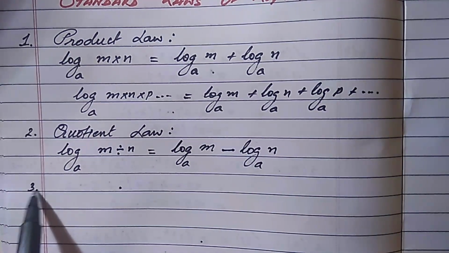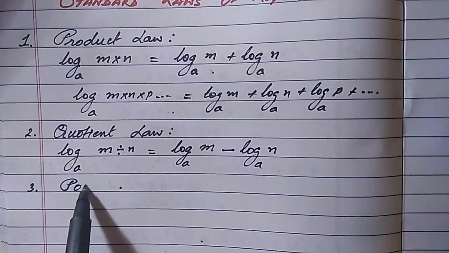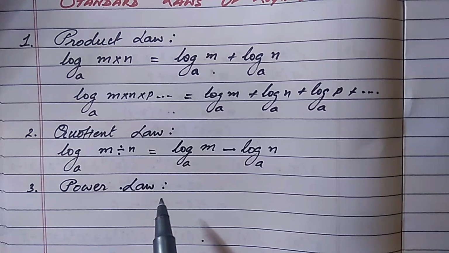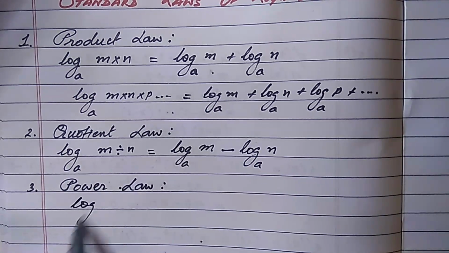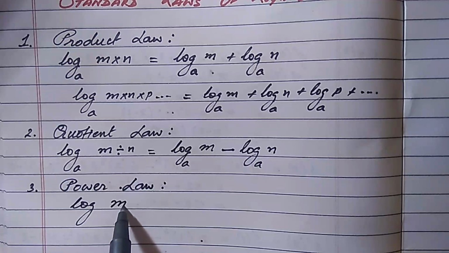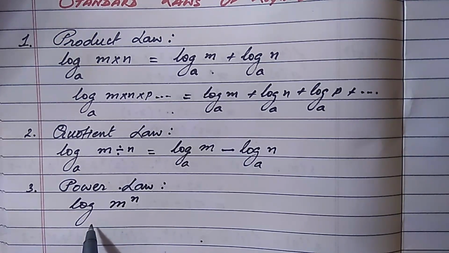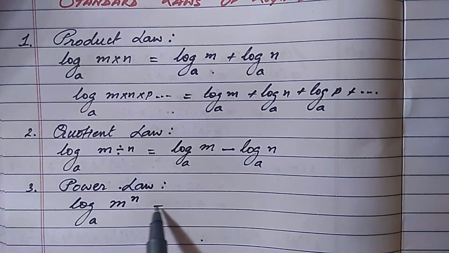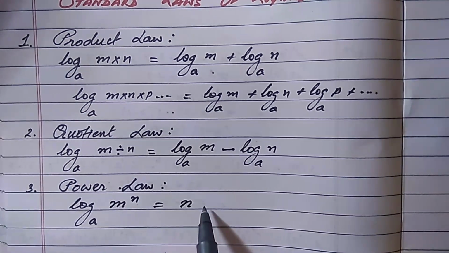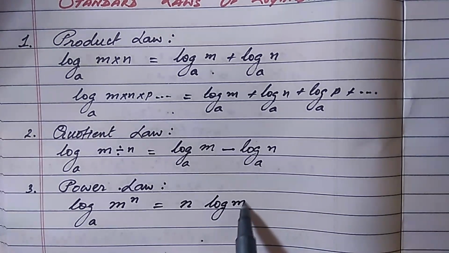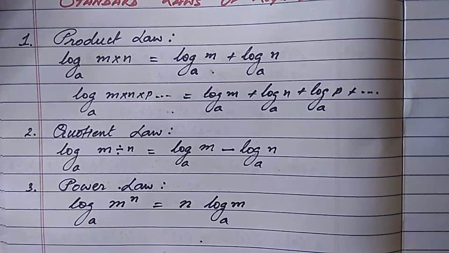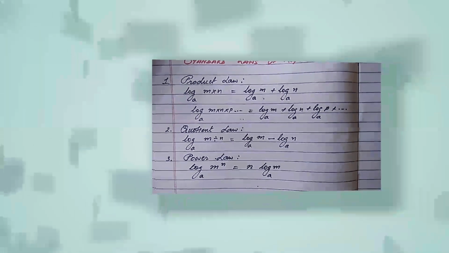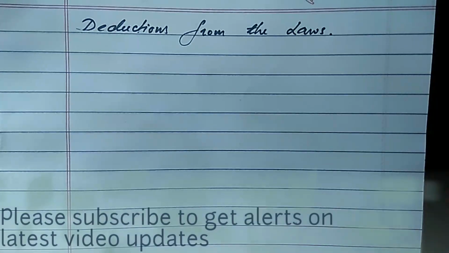The third one is known as the power law. And according to power law, if you have log of m to the power n with base a, then we can bring the power in front and write n log of m with base a. So these are the basic laws of logarithm. Now let us look at some deductions from these laws.